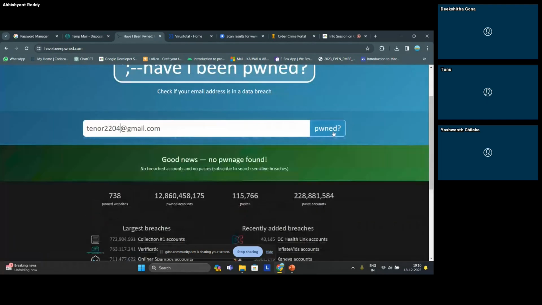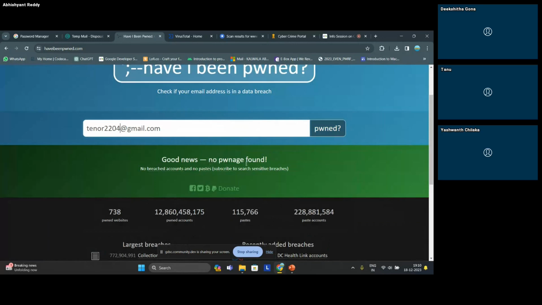So I click it here. Okay, it shows me good news, no pwnage found. So there are no data breaches related to this email ID. For example, if I had used this email ID on some account, or Domino's or Big Basket, and that domain was breached, it might have shown me that your data is compromised.